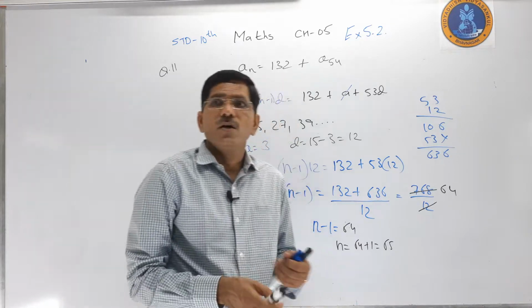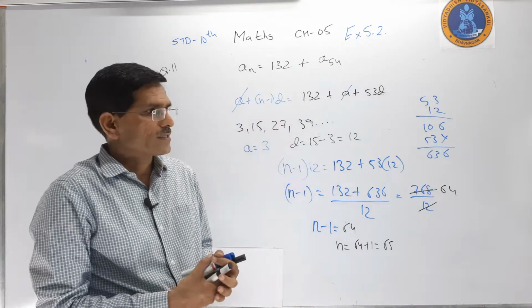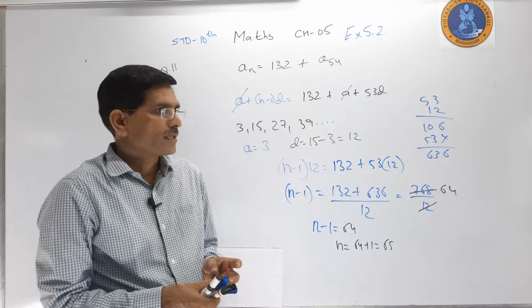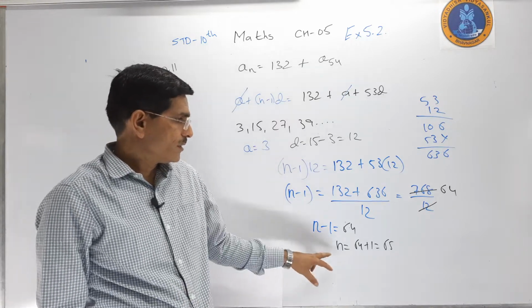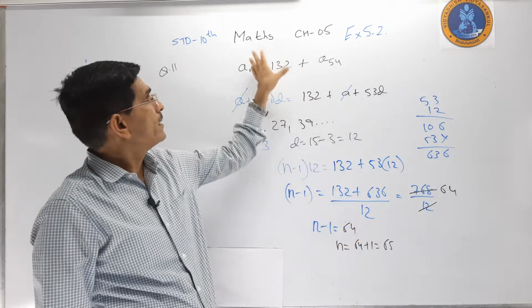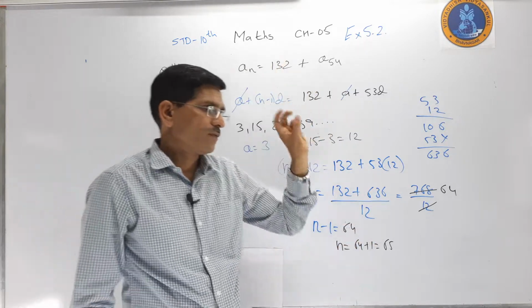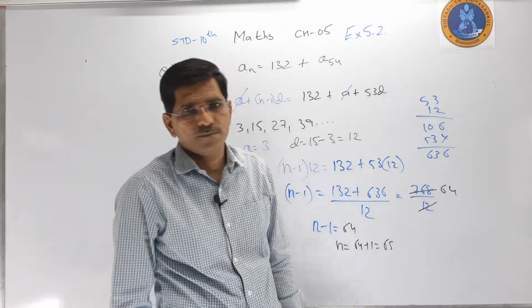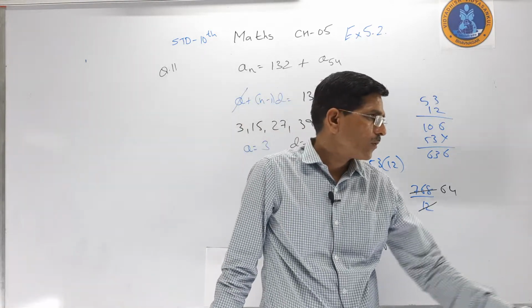So that is question number 11. Here n is equal to 65, so the 65th term is 132 more than the 54th term. One more sum we can go.